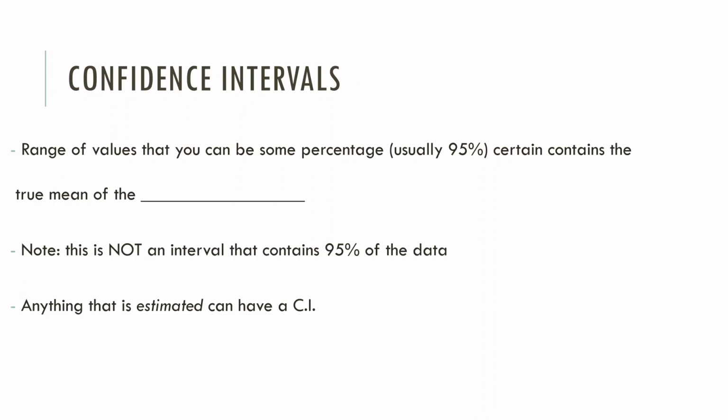Well, typically anything that's estimated can have a confidence interval for the most part. It's a range of values that you can be some percentage certain contains the true mean of the population. Now, what do I mean by that?